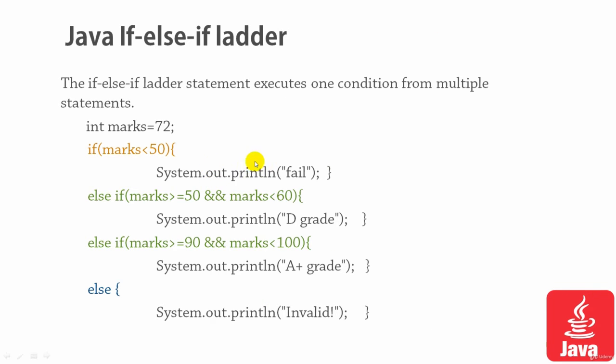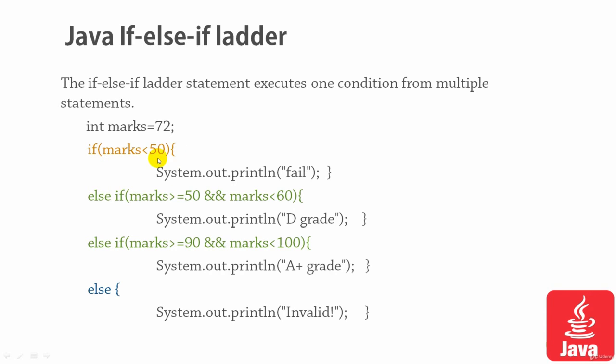So this is an example. Here, suppose you have opted for an examination and you got certain marks and you want to design grading system software to decide which grade you obtained based on your marks. Suppose we have obtained 72 marks and we want to check which grade we have obtained. We have to first write a condition. Here the passing marks is 50.